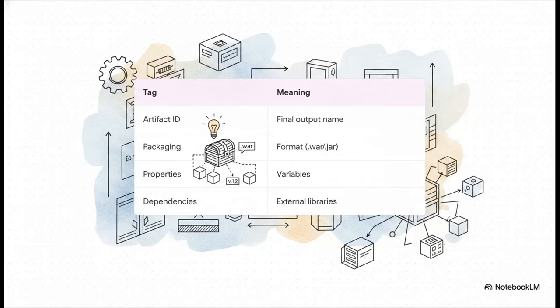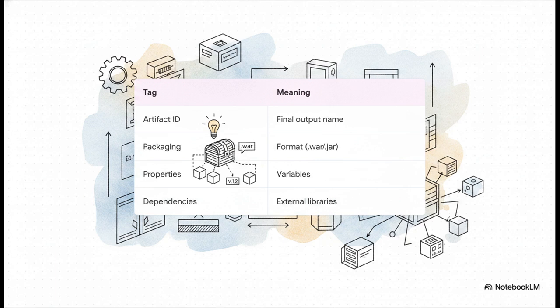All right, section 4, the blueprint, configuring the machinery. POM stands for Project Object Model, and because it's written in XML, yes, it uses tags. But don't let the XML syntax intimidate you. Let's translate these technical tags into plain English. The artifact ID is basically just what you want to name your final output. Packaging tells Maven exactly the format you want, like a .war file.